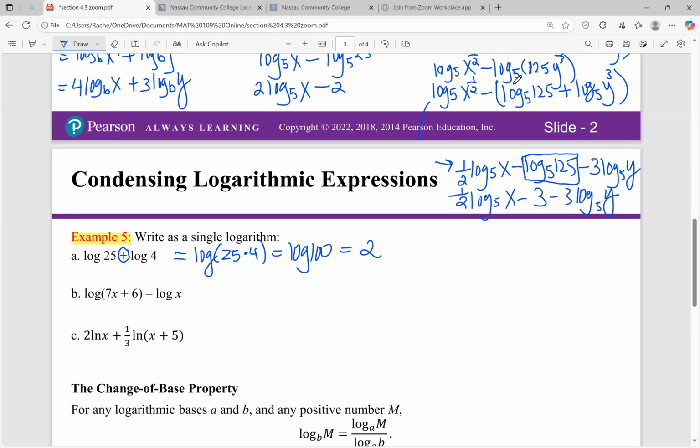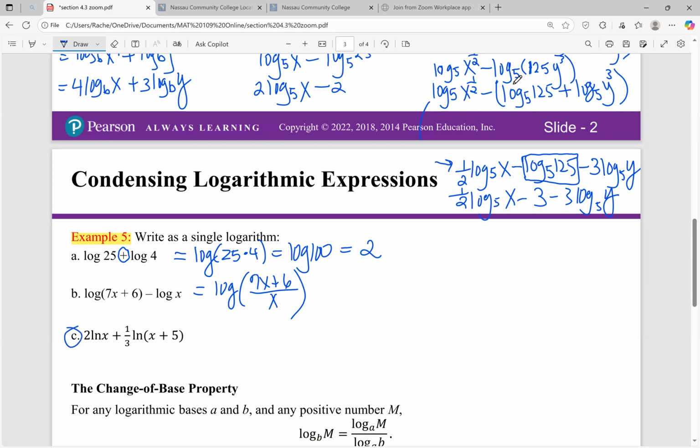So the next one we have log of 7x plus 6 minus the log of x. So I see we have subtraction, so I'm thinking quotient rule, right? So I'm going to rewrite this as a single log, but of a quotient. So we're going to have the log of 7x plus 6 divided by x. So that's my single logarithm. And let's do one more. So let's look at C.